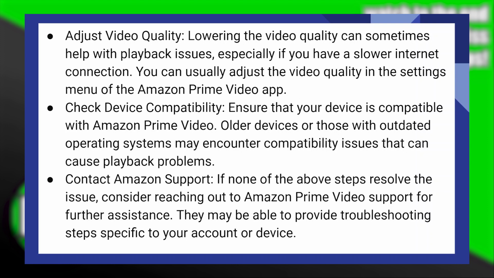Now, ensure that your device is compatible with Amazon Prime Video. Older devices or those with outdated operating systems may encounter compatibility issues, which can cause playback errors. If none of these steps resolve the issue, consider reaching out to Amazon Prime Video support for further assistance. They may be able to provide troubleshooting steps specific to your account or device.